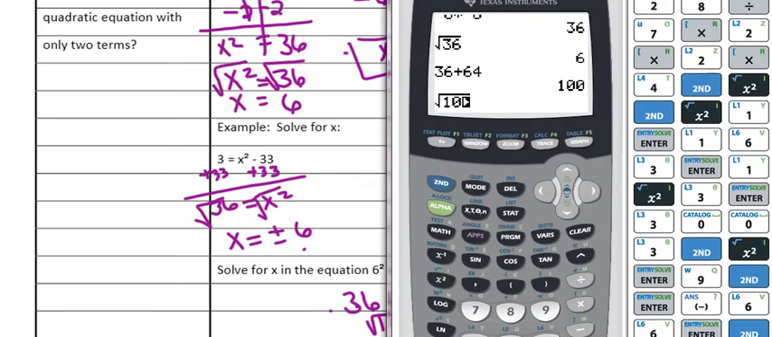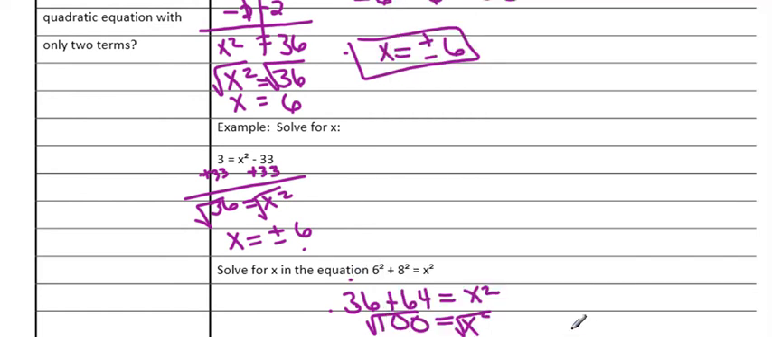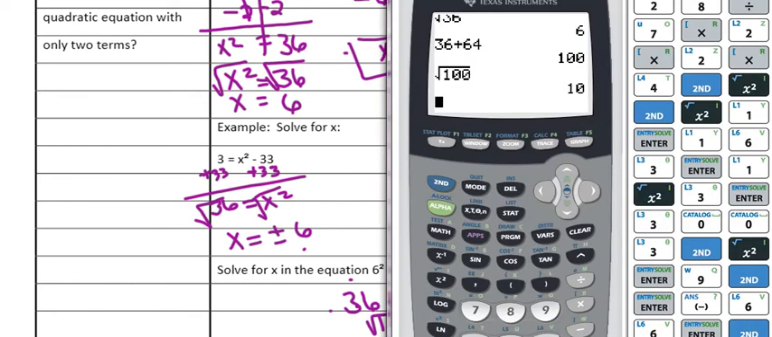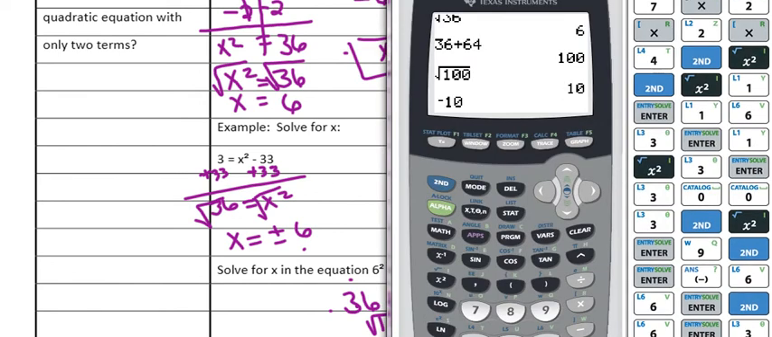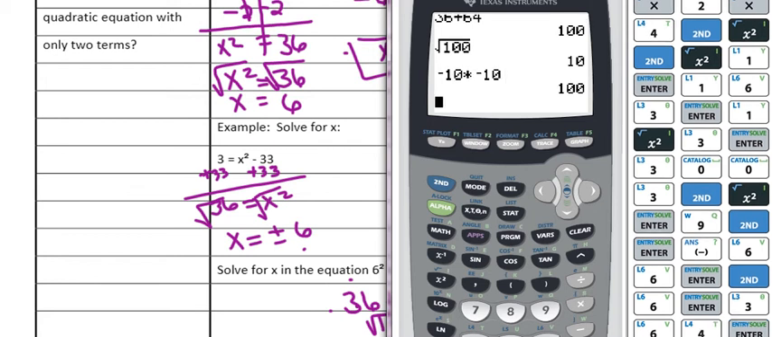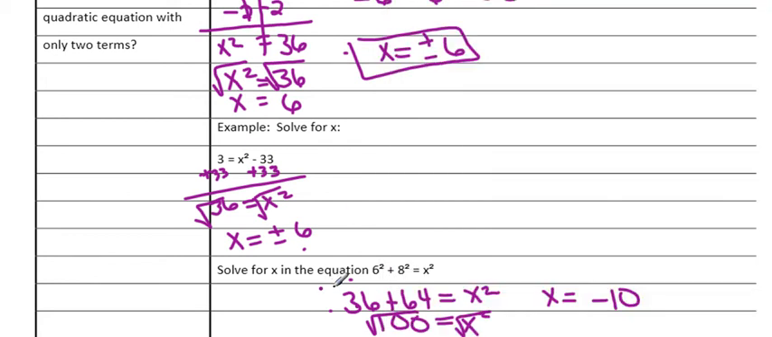Now we have to remember when you're solving for x that x could also be a negative 10, because negative 10 times negative 10 gives me a positive 100. So we have to account for the positive 10 and a negative 10. That would solve for x.